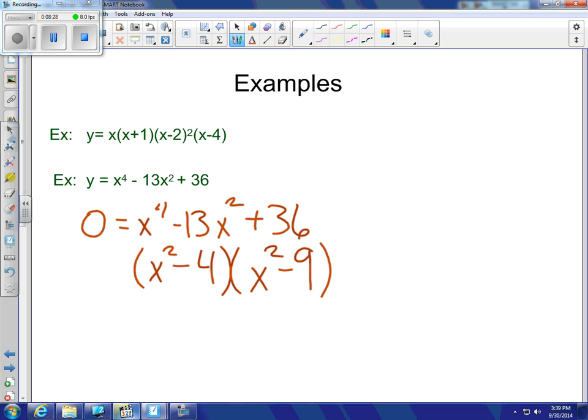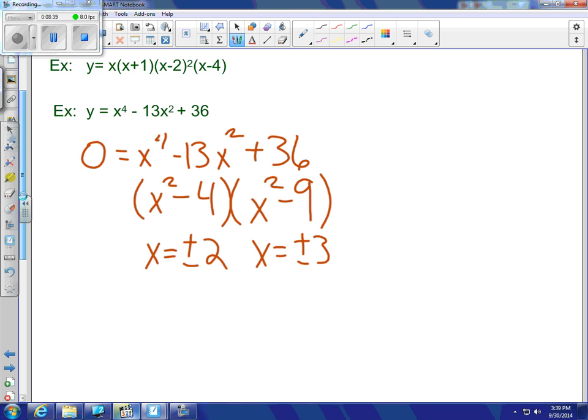Now these can factor again. I'm just going to do it in my head. You get x equals plus or minus 2, x equals plus or minus 3, right? Because it's x squared minus 9 and x squared minus 4. So those are our x-intercepts.